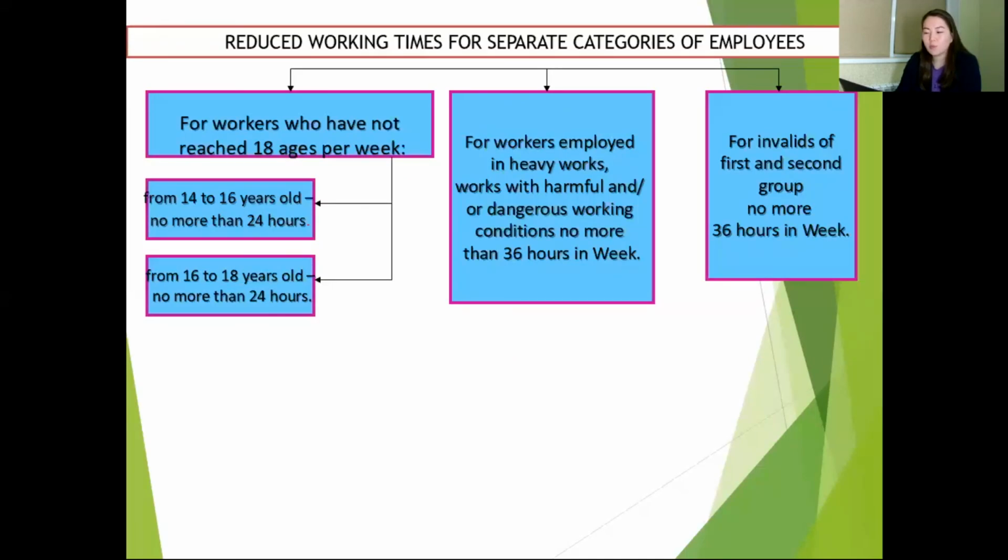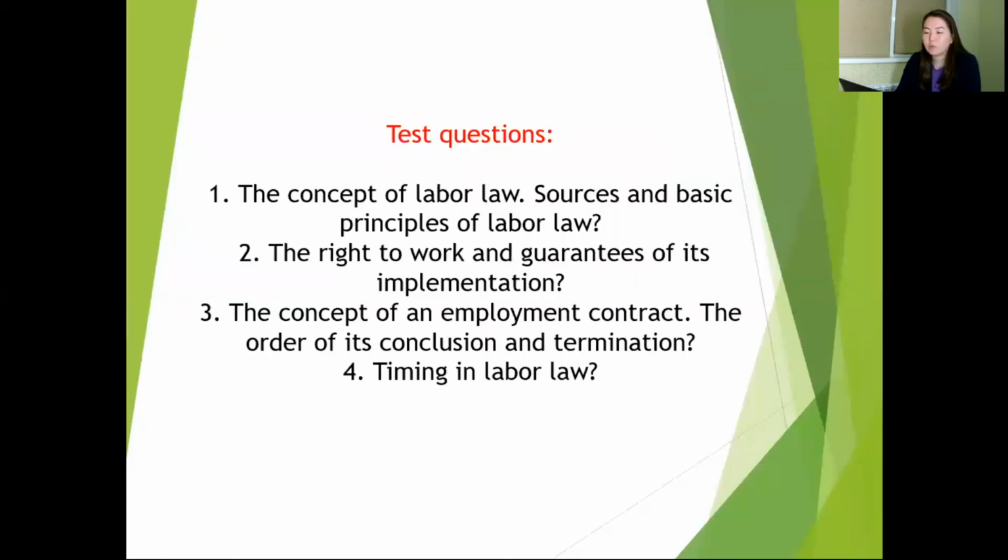For workers employed in heavy works with harmful or dangerous working conditions, no more than 36 hours in a week. And for invalids of first and second group, no more than 36 hours in a week. Working more than 36 hours per week or 24 hours per week will be a violation of the law in our country. Okay, this is the end of our presentation.